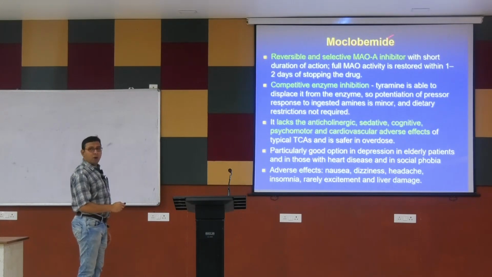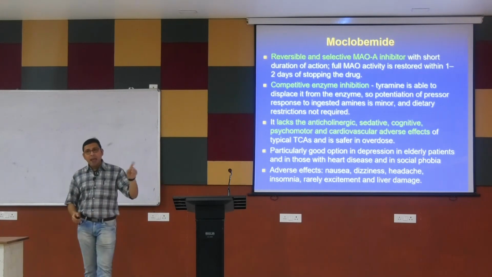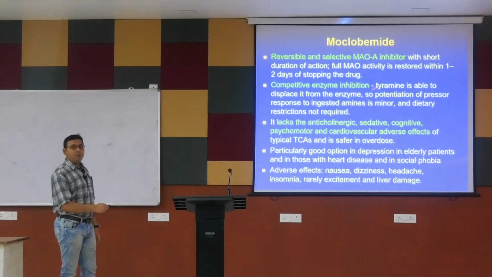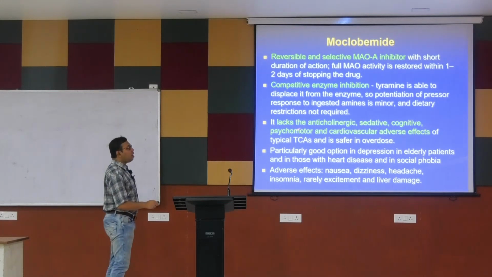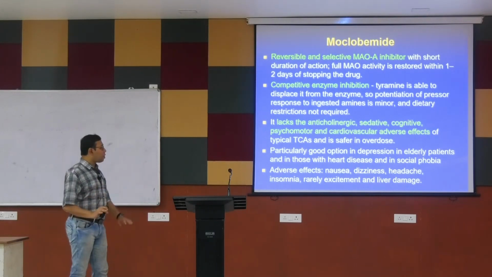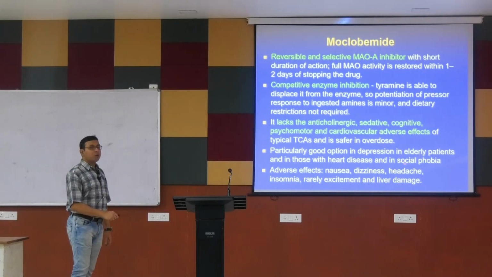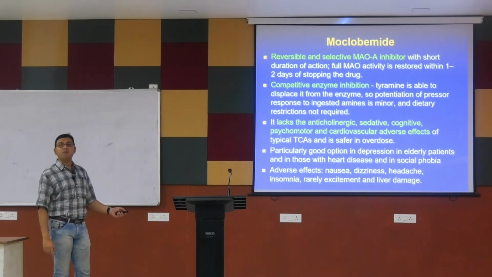So this moclobemide, we have already taken. This is a reversible and selective monoamine oxidase A inhibitor. Competitive enzyme inhibition basically happens. It lacks the anticholinergic, sedative, cognitive, psychomotor and cardiovascular adverse effects. That is, different adverse effects are lesser here. It is a particularly good option in depression in elderly patients, in those with heart disease, and in social phobia.